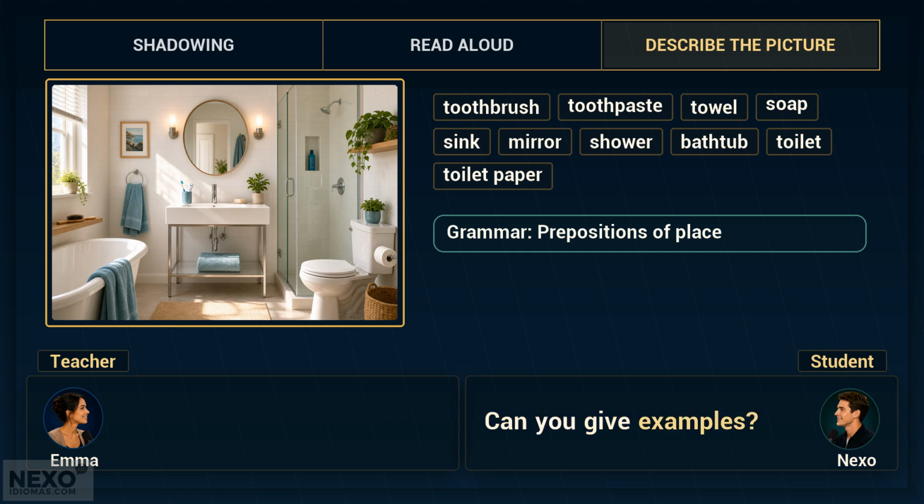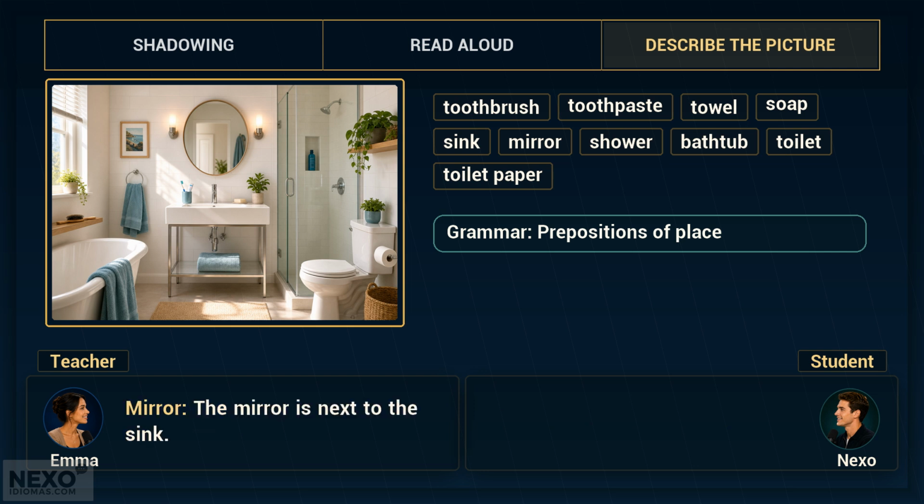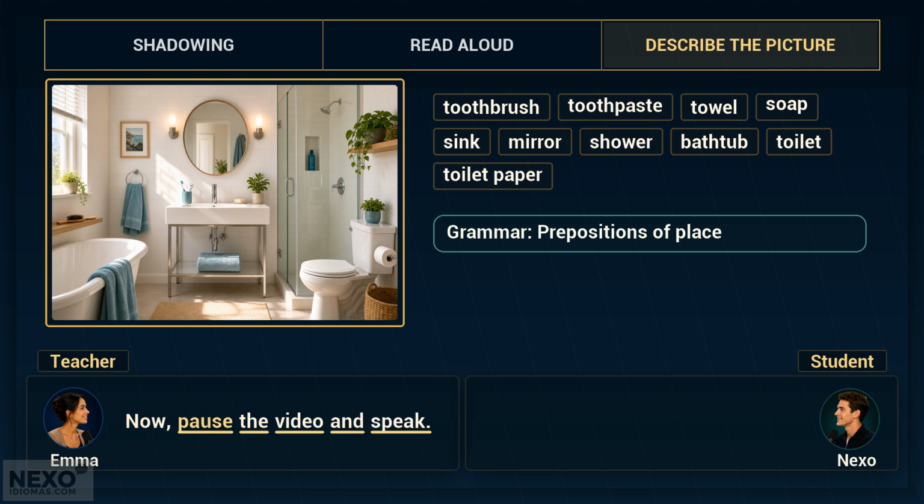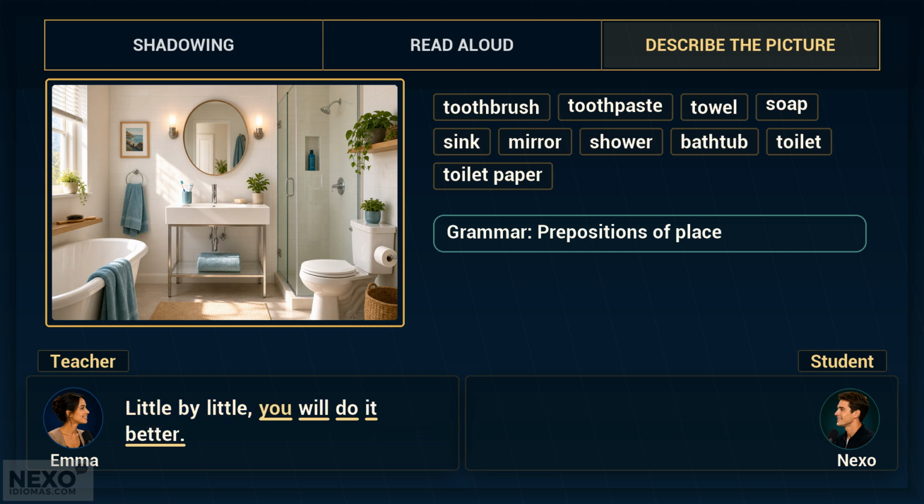Can you give examples? Of course. Mirror. The mirror is next to the sink. Towel. The towel is under the sink. Now, pause the video and speak. Little by little, you will do it better.